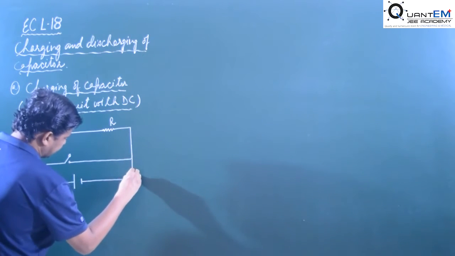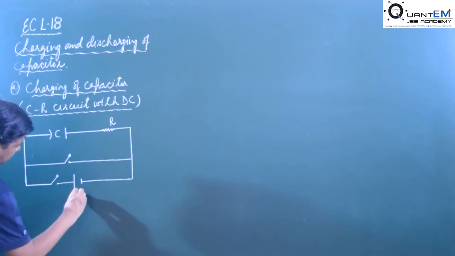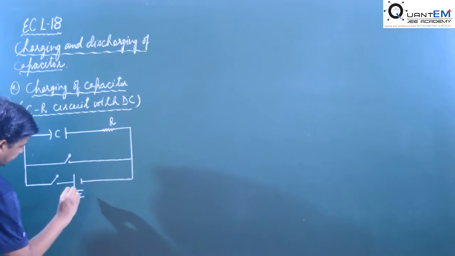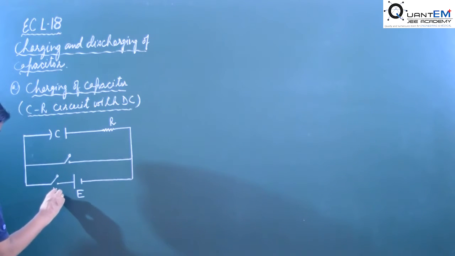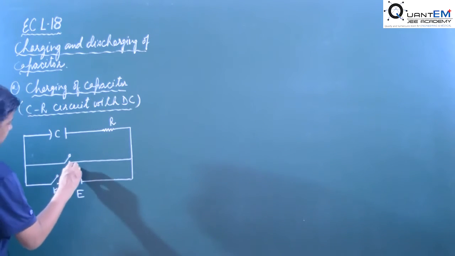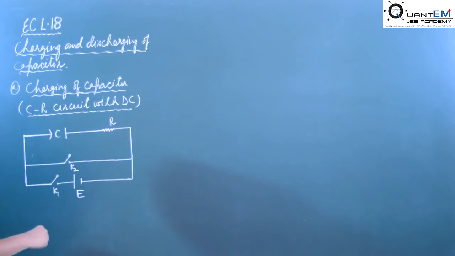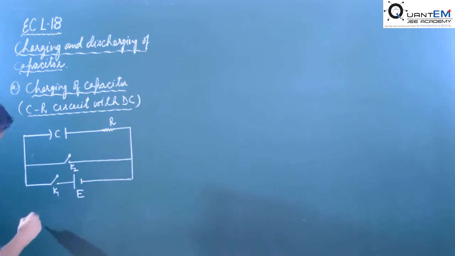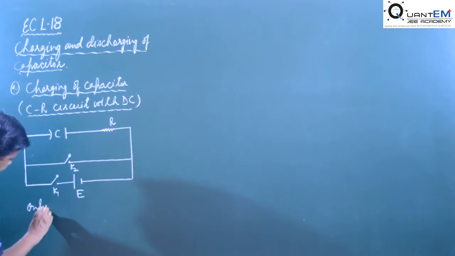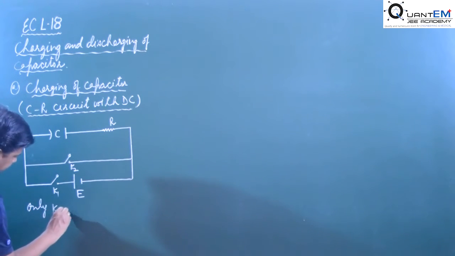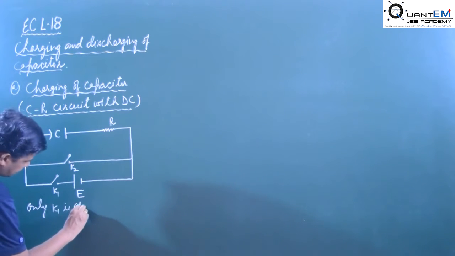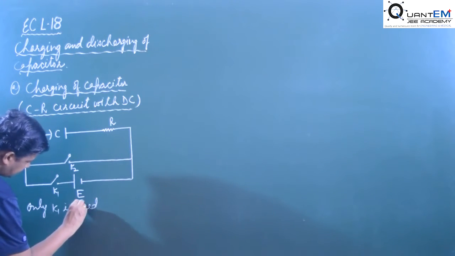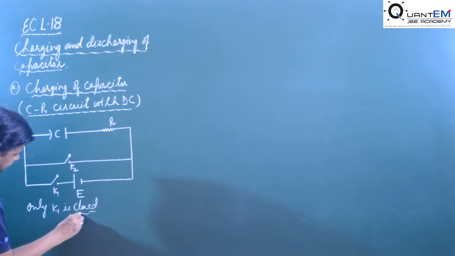So this one is the circuit diagram. It is a source of EMF E, and this one is key K1 and this one is key K2. Here the capacitor and resistor are connected in series. During the charging process only K1 is closed.